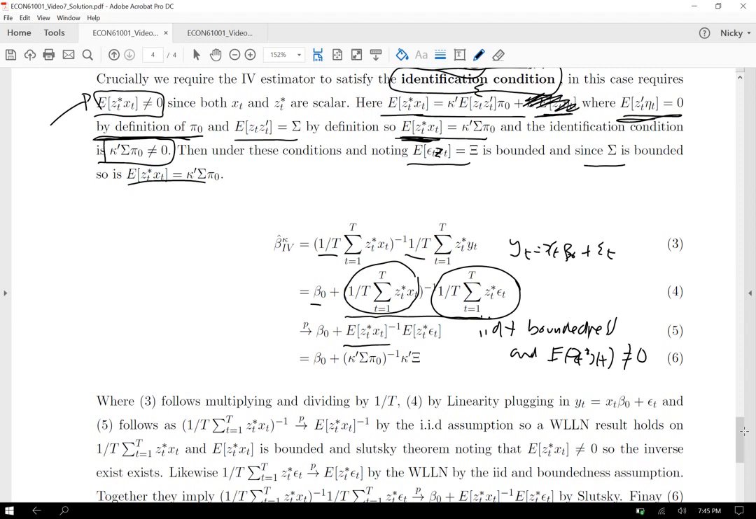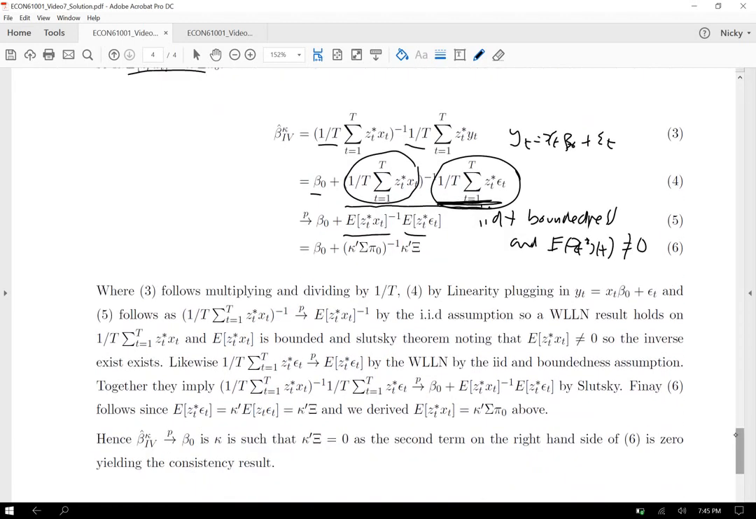And likewise, we can use a weak law of large numbers on this term here. We've assumed that z and epsilon is IID, and therefore we have an IID sequence. We can use the weak law of large numbers, and again, this term here is just xi. This here is bounded because we've assumed that xi is bounded. So finally, we've already derived this. This is just this thing here. We just now need to work out what this term is, and we can show that it's equal to kappa dash xi.